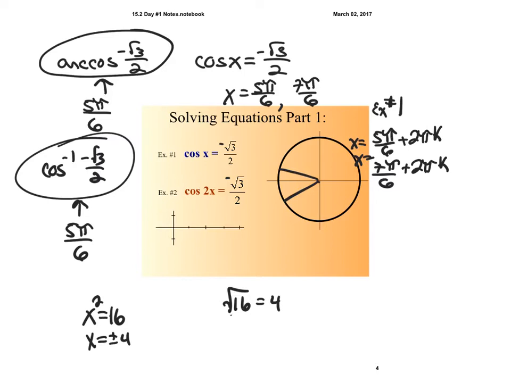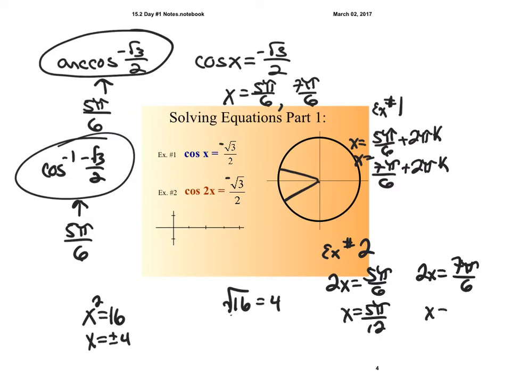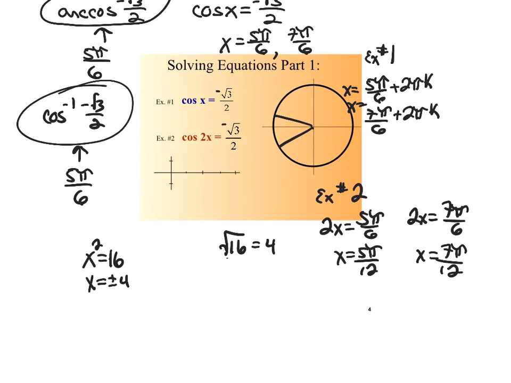Let's try example 2. The difference is that we have cosine of 2x equal to negative root 3 over 2. So that means that 2x is equal to my two answers, 5 pi over 6 and 7 pi over 6, which means that x is now 5 pi over 12 and x is equal to 7 pi over 12. Now, we've changed our period. Cosine of 2x means that if I take my period of cosine, which is 2 pi, and divide it by 2, my period is now pi. So the intersections are going to happen at 5 pi over 12 plus pi, or every pi k after that.